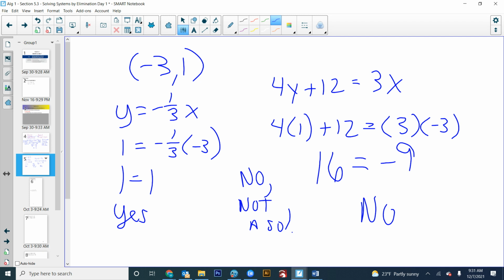Now, number 2: 2, negative 4 made both of them true. So what can you say about number 2 then? 2, negative 4 is where those two lines would intersect. In other words, if I put those two equations in Desmos, they would intersect at 2, negative 4.